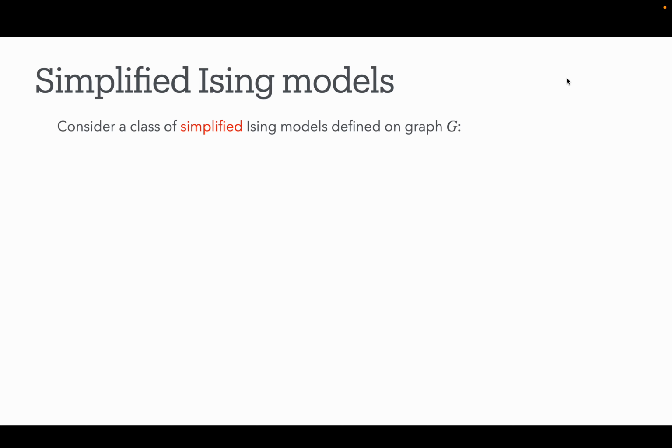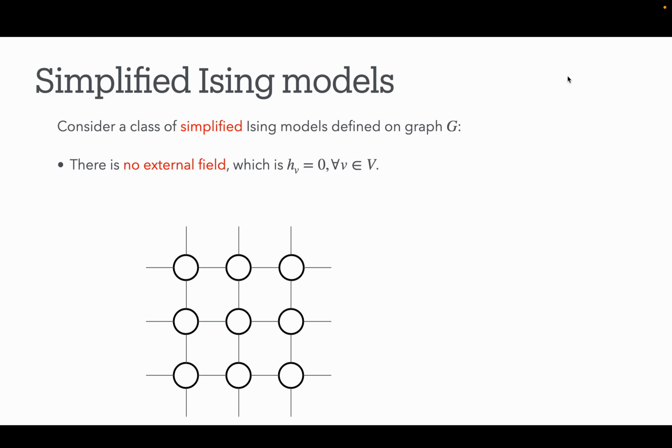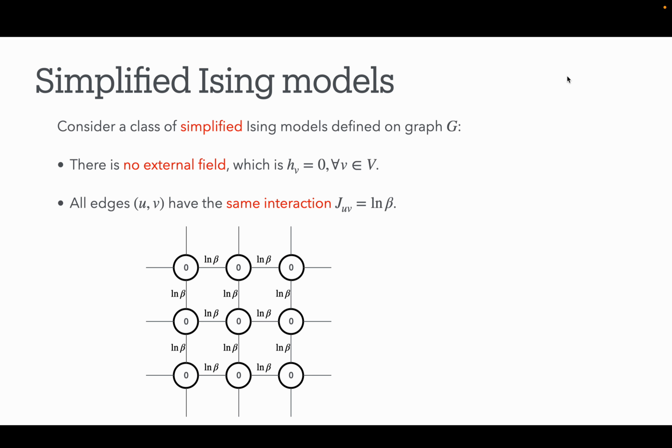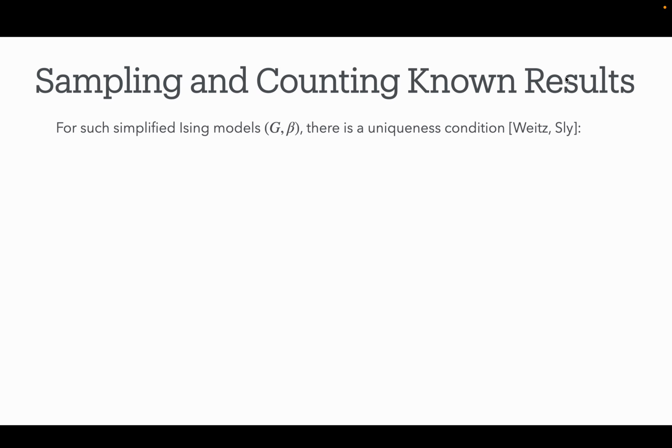So let us consider a class of simplified Ising models defined on graph G. There is no external field, which is h_v equals 0 for all v. And all edges uv have the same interaction J_uv equals ln beta. We will describe such Ising models as the tuple (G, beta). For sampling and counting problems, there are some known results for such simplified Ising models.